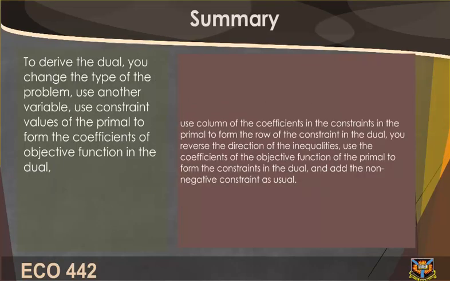To derive the dual, you change the type of the problem. Use another variable. Use the constraint values of the primal to form the coefficients of the objective function in the dual. Use the columns of the coefficients in the constraints in the primal to form the rows of the constraints in the dual. You reverse the direction of the inequalities. Use the coefficients of the objective function of the primal to form the constraints in the dual, and add the non-negative constraints as usual. End of study session 4.